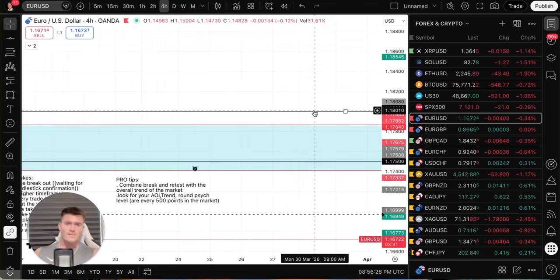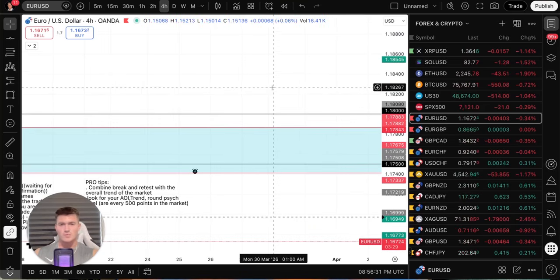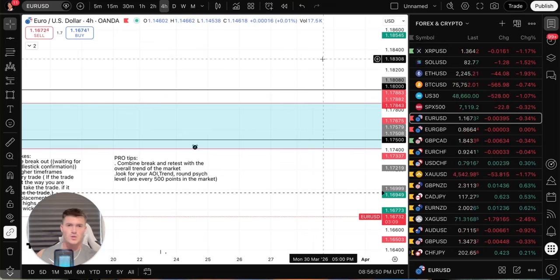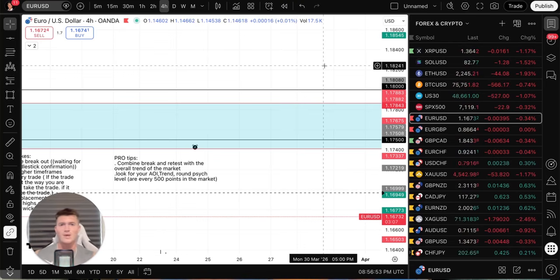So it's at every 500 points you get a round psychological level. And what is that? That is a liquidation period for banks, institutions, hedge funds. They would rather have a round psychological level of a very even number to liquidate billions and billions of dollars rather than a random number like 1.18241, right? So it's for banks, institutions, and hedge funds to stay more organized.